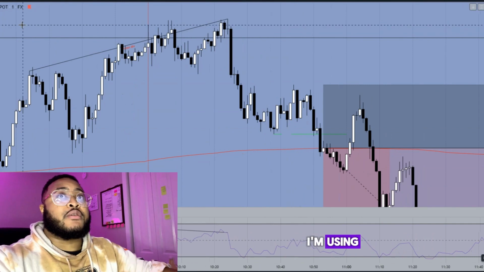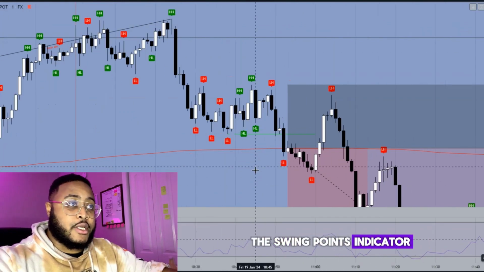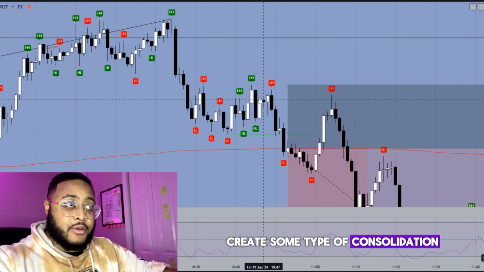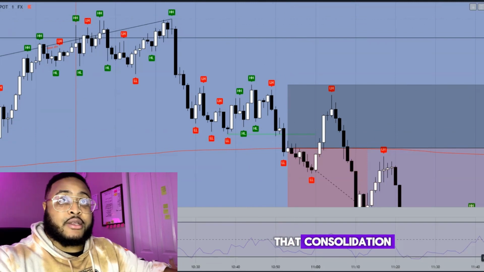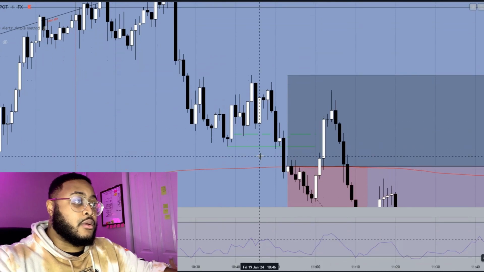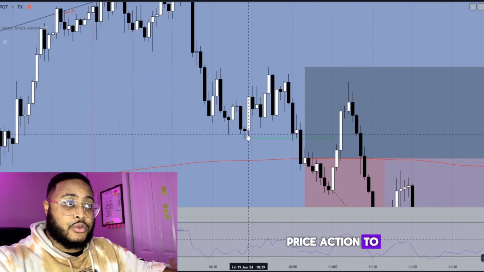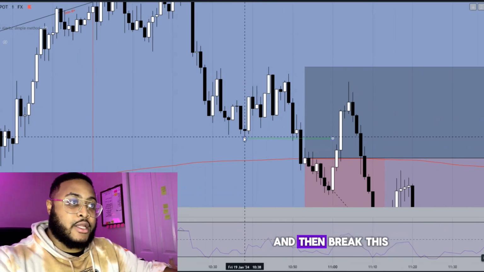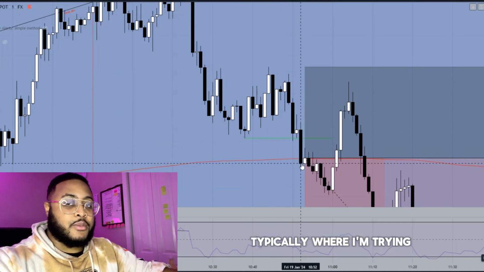The next thing that I'm using, like I said, is the swing points indicator. I'm looking for a lower low, for price action to create some type of consolidation, and then for price action to break that consolidation. Let me turn this back off again. So I'm looking for a lower low, for price action to make an attempt higher to create some amount of consolidation, and then break this lower low. And then on the entry or the close of this candle is typically where I'm trying to get into my entries.